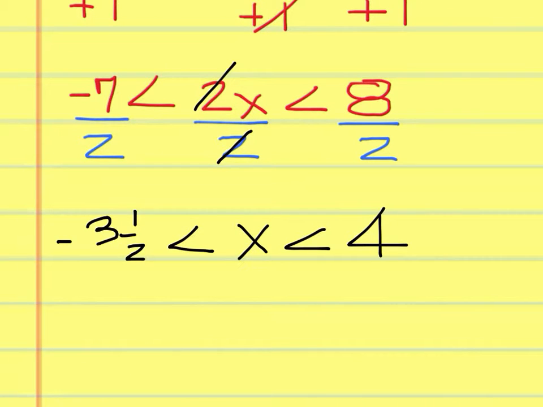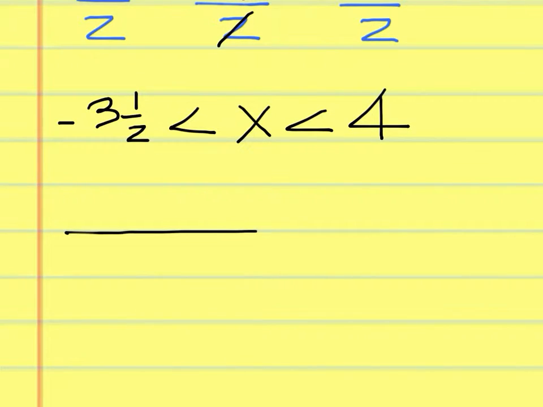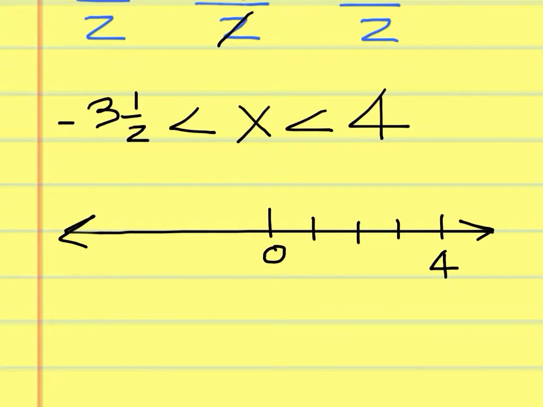Now, you have to express your answer on a number line. So here comes the number line. You go as far back as negative 3.5 and as far to the right as 4. So we can put a 0 in the middle and go 1, 2, 3, 4 there. And then go back 1, 2, 3, 4 there because we went to negative 3.5.